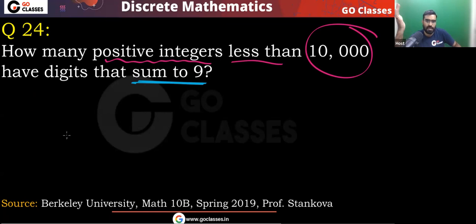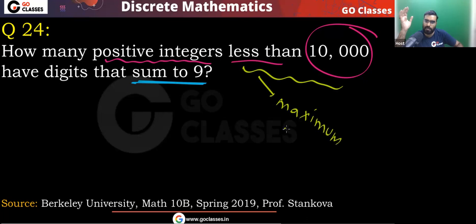See, very simple. You want summation equal to 9. So what you can do? Maximum how many digits can be there? You want less than 10,000, so maximum 4 digits you can have.